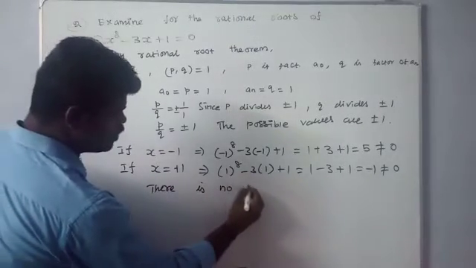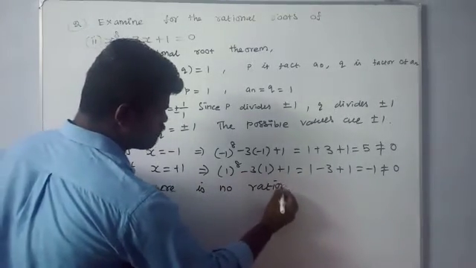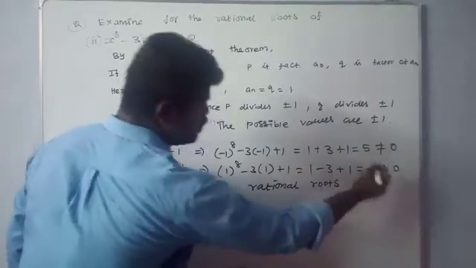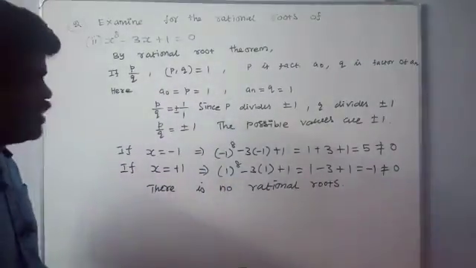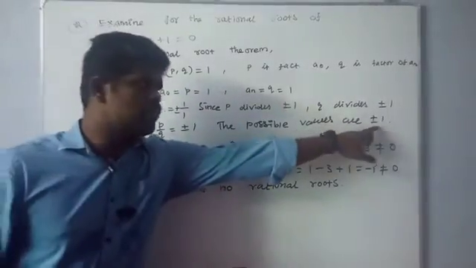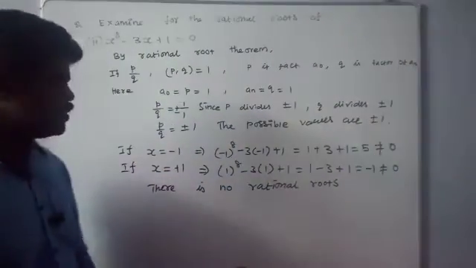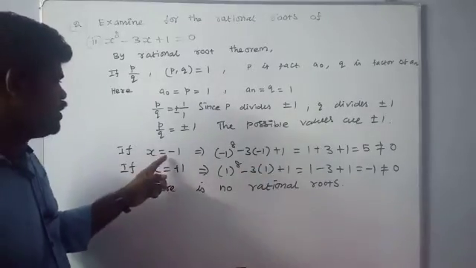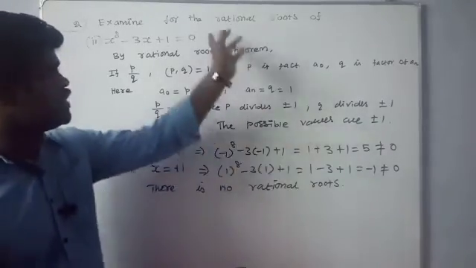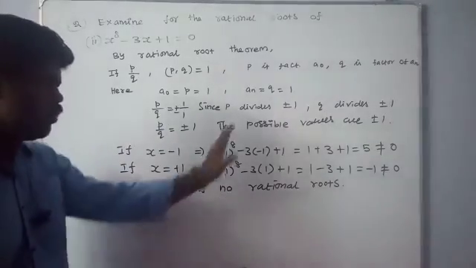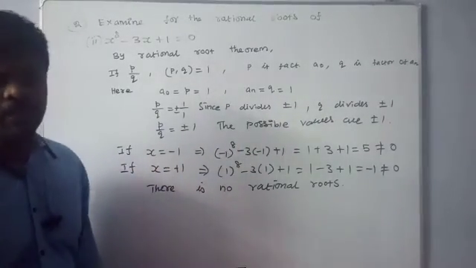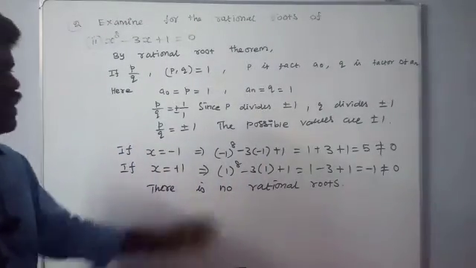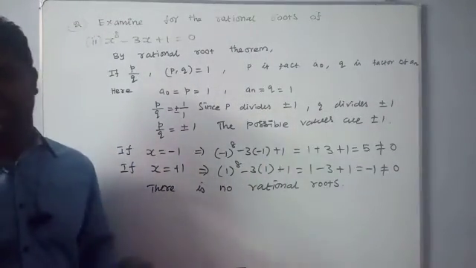There are no rational roots, because the two rational numbers are not satisfied. The only possible rational numbers must be plus or minus 1. So x equal to plus 1 does not satisfy this equation, and x equal to minus 1 does not satisfy this equation. So both rational numbers are not satisfied, so there are no rational roots. Okay, refer the sum and we go to another one.